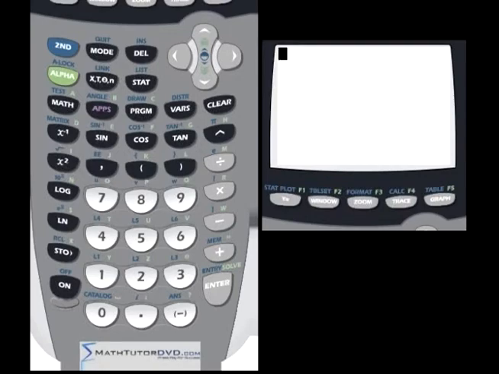Now, in this section of the tutorial, we're going to learn how to do something really useful. It's one of those things that a lot of times on your test you'll have a need for, and knowing how to do it in your calculator is going to save you a lot of time. A lot of times in math, you'll want to convert between degrees and radians.